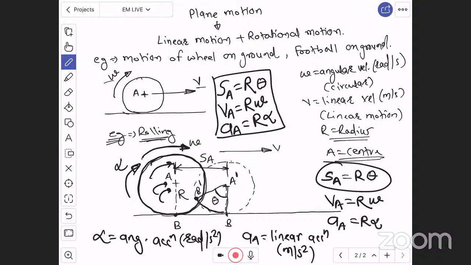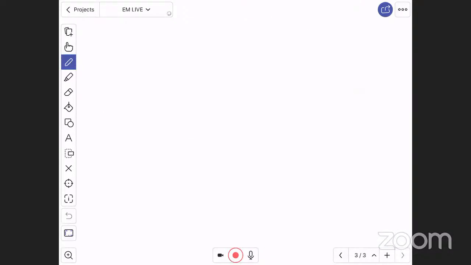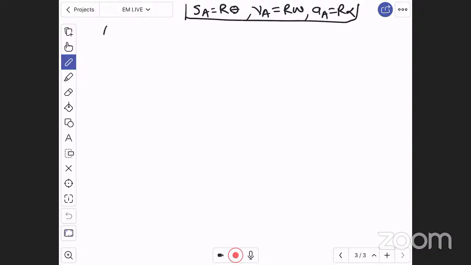Let us consider again here, same we have calculated the linear velocity. These are the formulas, that is displacement of A is equal to R theta. R is radius of wheel. Velocity of A is R omega, and acceleration of A is R alpha. And where A point is center point. A is center of wheel. Right. Center of wheel. And R is radius of wheel. Radius of wheel. Right.